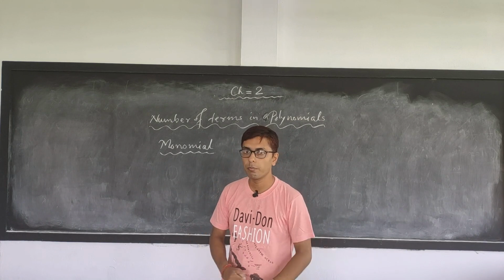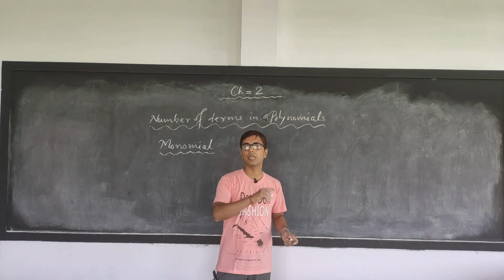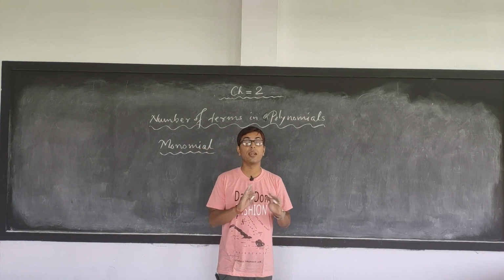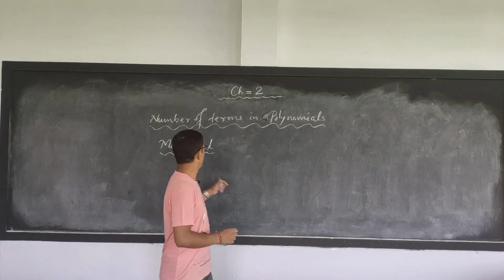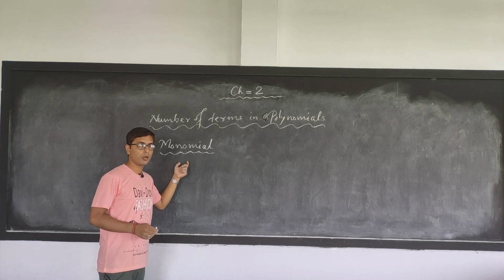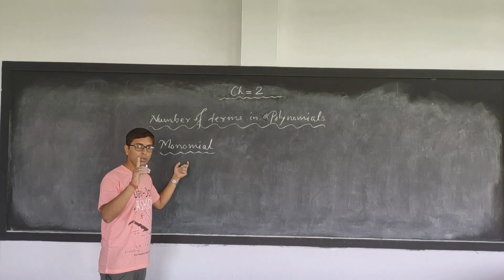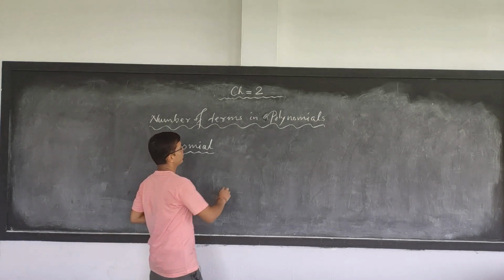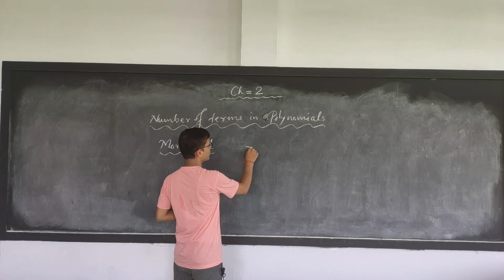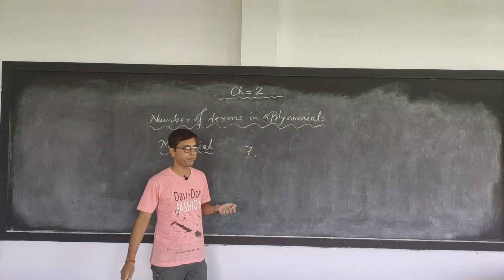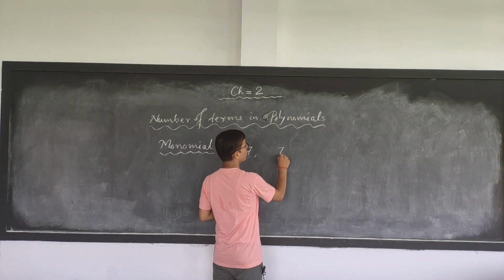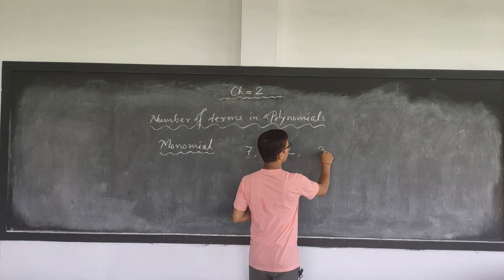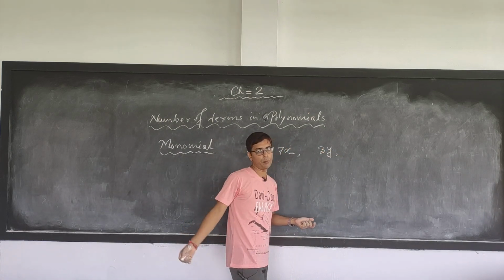Similarly, biquadratic monomials, those monomials whose degree is 4, are known as biquadratic monomials. So you have to be clear with the terms. Clear? So monomials, as I said, those polynomials which have only one term are known as monomials. For example, it may be a single number, this can be a monomial. Or suppose 7x, this can also be a monomial. Suppose 3y, this is one more monomial.